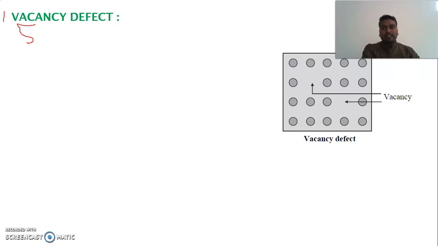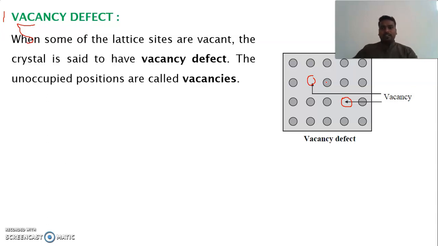Vacancy, as the name itself indicates, means that some ions are vacant. So see here, actually, this is a vacant position. Some ions have left the crystalline lattice, due to some environmental effect, due to some thermal effect, some ions are missing in the crystal. As a result, a vacancy is created inside the crystalline lattice. So this is called vacancy defect.